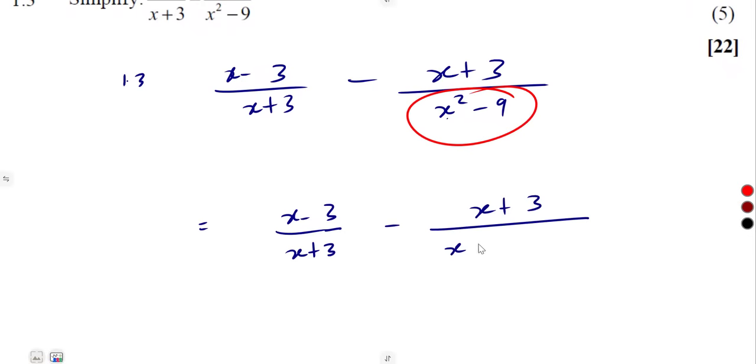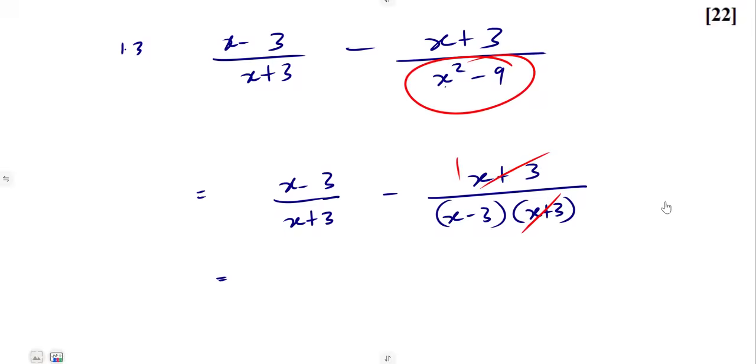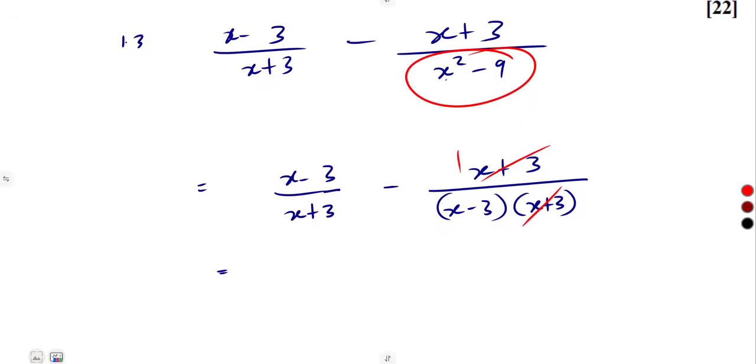Square root of x squared, that's x. Square root of 9, that's 3. So it's x minus 3, x plus 3. I have applied the difference of two squares. So thus, we can cancel here. And this is going to give us x minus 3 over x plus 3 minus 1 over x minus 3.